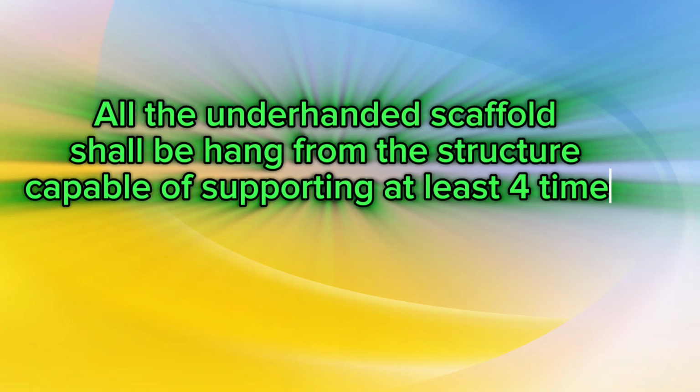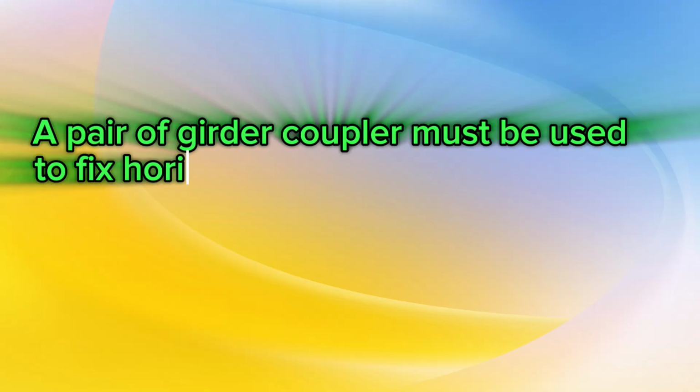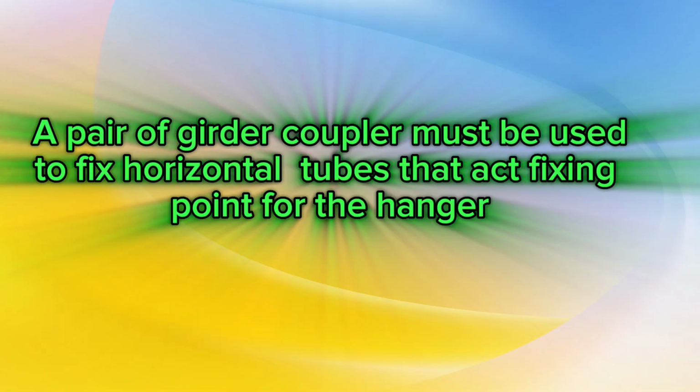5. Underhung scaffold. All underhung scaffold shall be hung from a structure capable of supporting at least 4 times the load imposed on it by the scaffold. A pair of girder couplers must be used to fix horizontal tubes that act as the fixing point for the hanger.